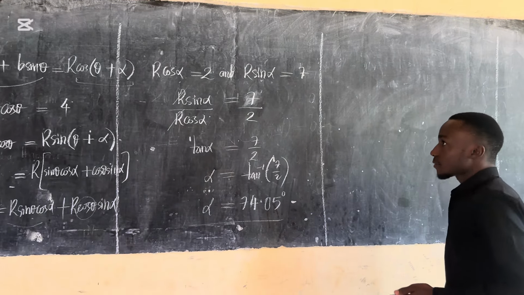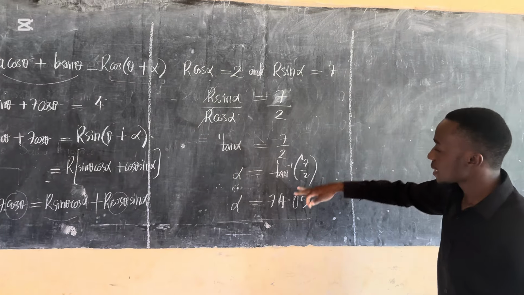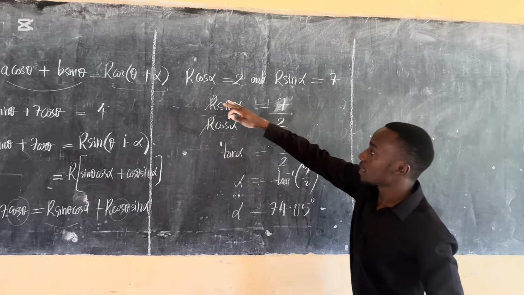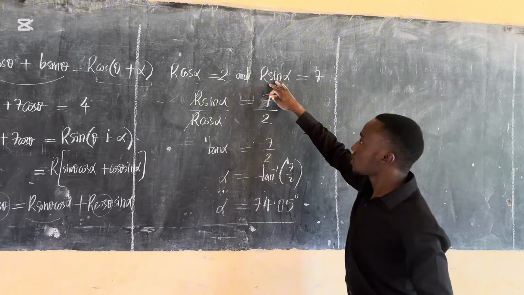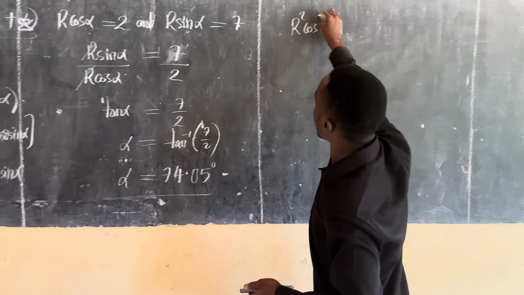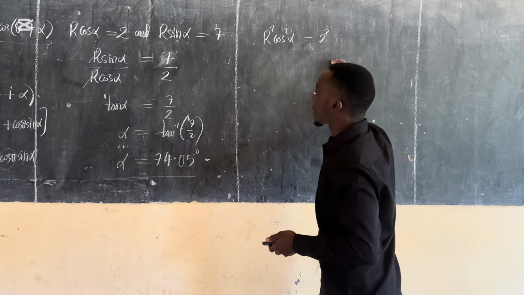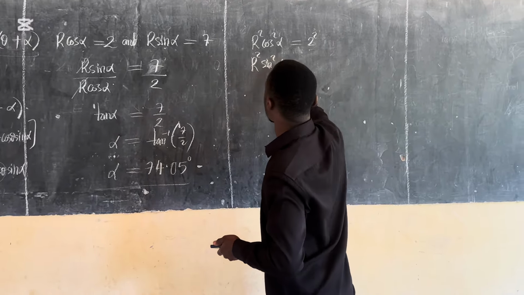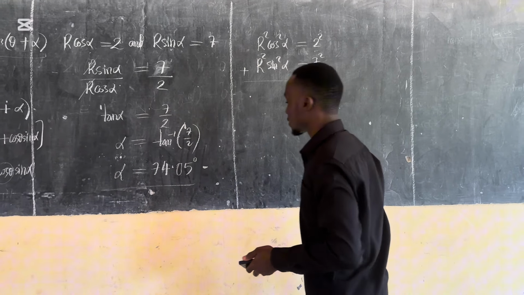So after getting my alpha, I also look for the r, and never use this alpha in this position for you to get r. Instead, we shall square both sides of this equation and also square both sides of this equation. So we shall get r squared cos squared alpha is equal to 2 squared. And we shall also get this one as r squared sin squared alpha is equal to 7 squared. And we shall add these two equations.